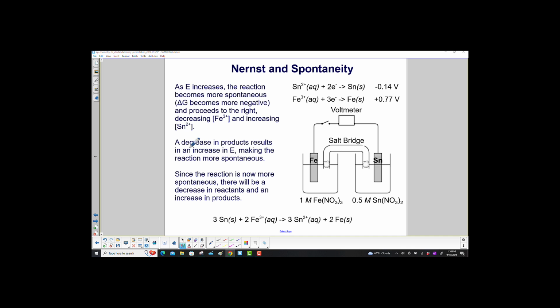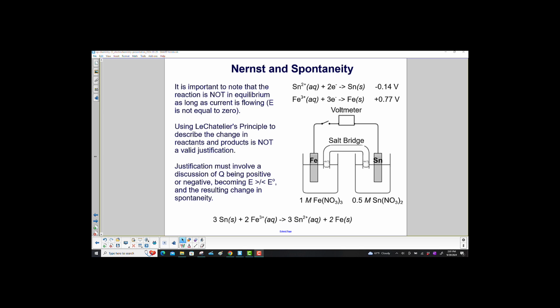As E increases, right up here, the reaction becomes more spontaneous. Delta G becomes more negative, and it proceeds to the right, decreasing the amount of iron ions and increasing the amount of tin ions. A decrease in products results in an increase in E, making the reaction more spontaneous. Since the reaction is now more spontaneous, there will be a decrease in reactants and an increase in products.